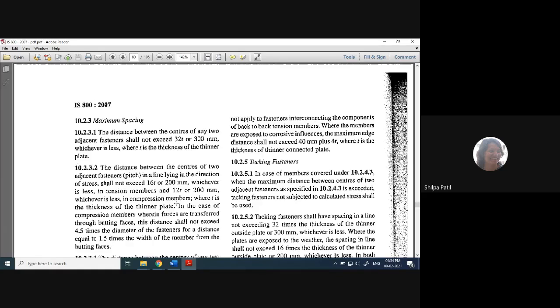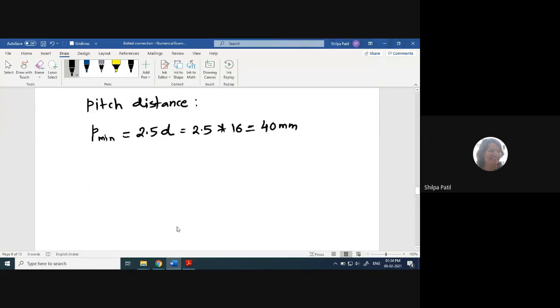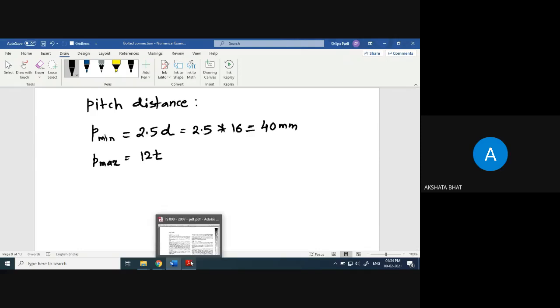So let us assume it as 12 T or 200 mm. If you go for the general criteria, that value is again 32 T. It is much higher than this value. So refer to this clause all the time to find out the maximum pitch distance. So we will adopt here maximum pitch as, what was the criteria? It was 12 T, right? Yes, ma'am. 12 T or 200, whichever is minimum, right? Yes, ma'am.